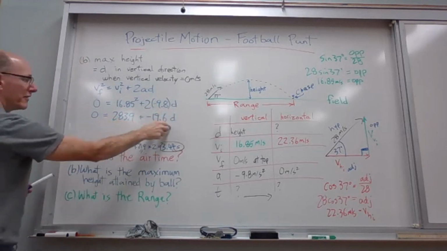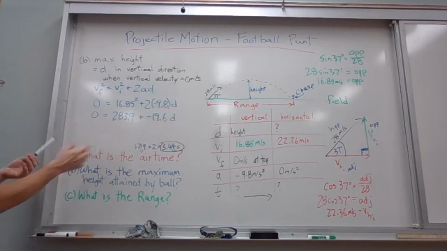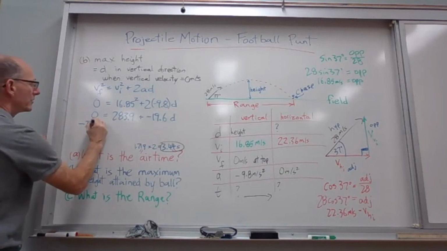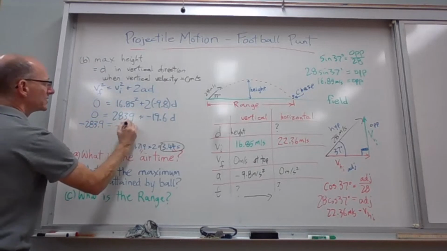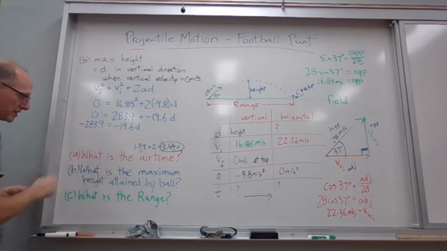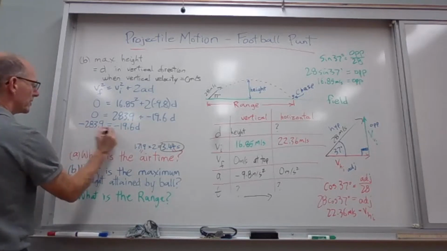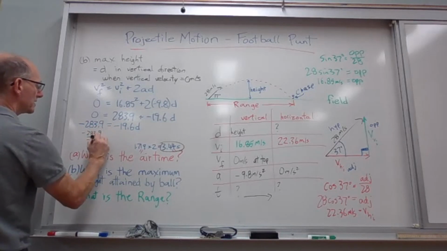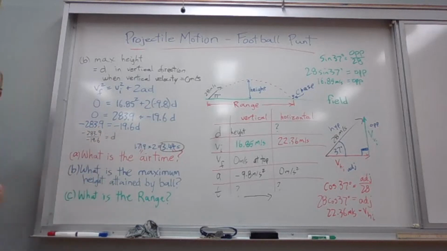Okay, I got a number here and a variable here. I don't want that. I just want numbers on one side, variables on the other. So I'll bring that number over to the other side. And I get minus 283.9 is equal to minus 19.6 D. And I have to divide each side by minus 19.6. So minus 283.9 over minus 19.6 and that will equal my D, my height at the top. And that turns out to be 14.5 meters.